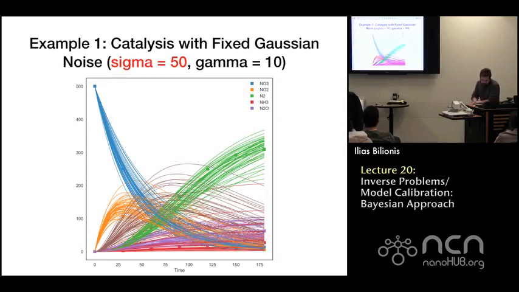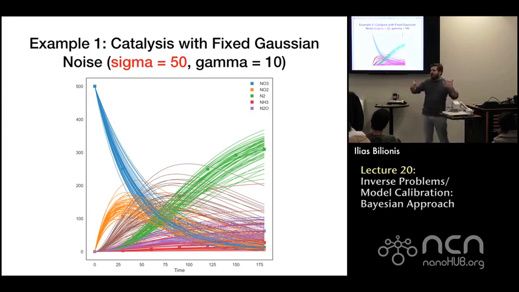All right. This is what you get for sigma equals 50. Under the assumption that the noise is 50, of course, it makes sense. The more noise you have, the more difficult it is to pinpoint exactly what your model is, right?